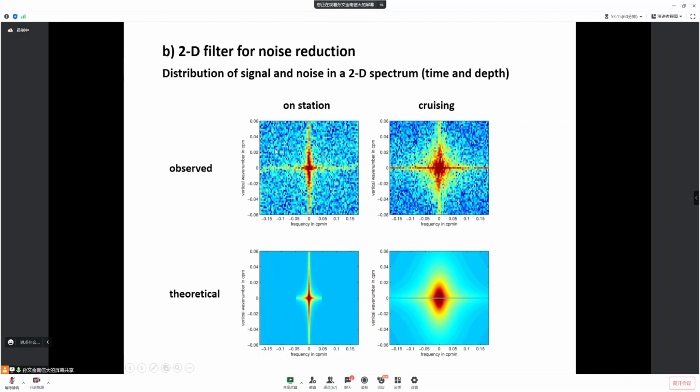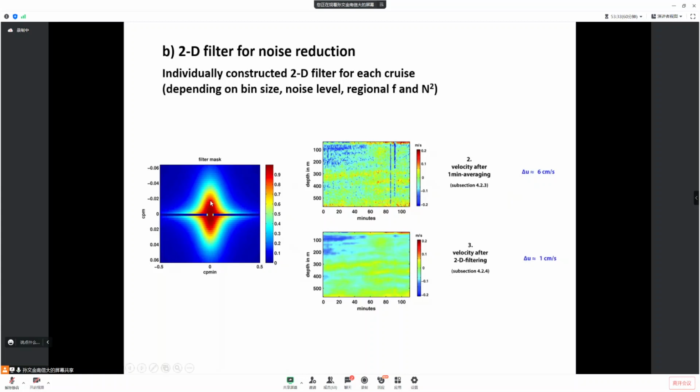And we see that the noise is mostly concentrated in these corners of high frequencies and high vertical wave numbers. So we make use of this and create an optimum filter, which looks like this in this case, but it depends on regional parameters, on the ADCP bin size, on the noise level that we have. So for every cruise, we have an individual optimum filter. And this is the difference you can make by using this filter.